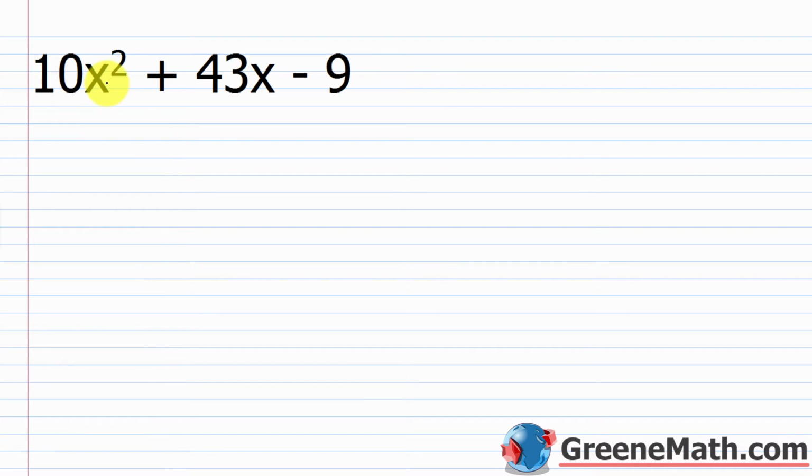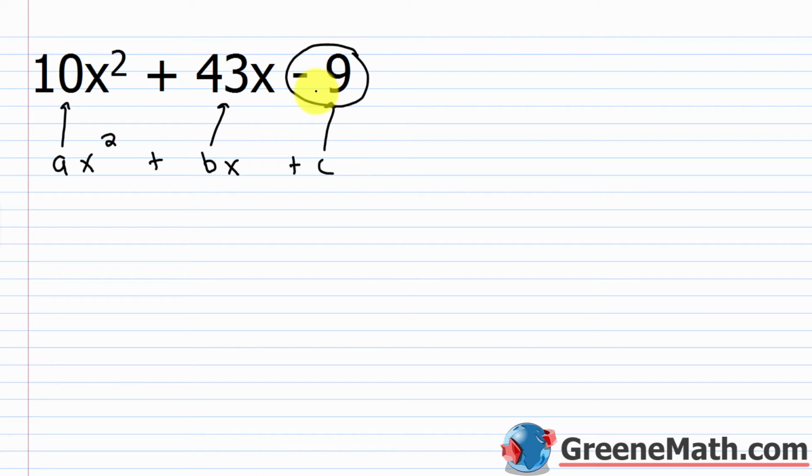So we have 10x squared plus 43x minus 9. Again, just for the first few, I want to just identify things. So this is ax squared plus bx plus c. So a here is 10, b here is 43, and c here is negative 9. Okay, the negative and the 9. That's why I circled it.